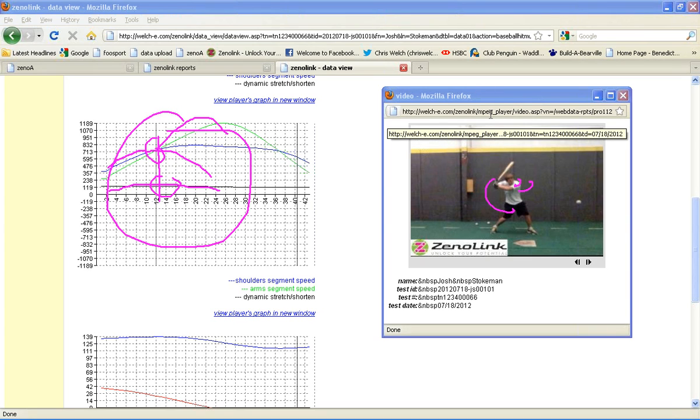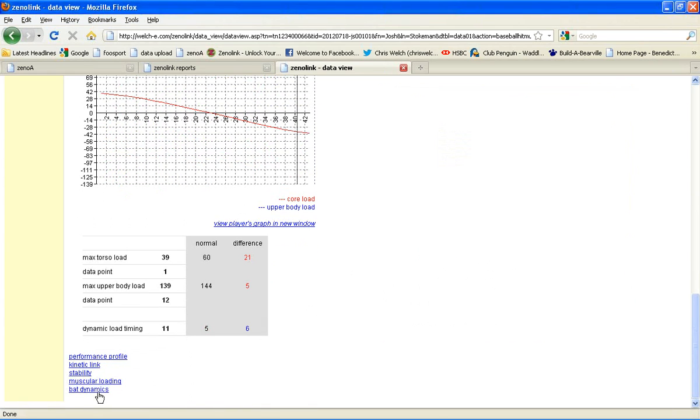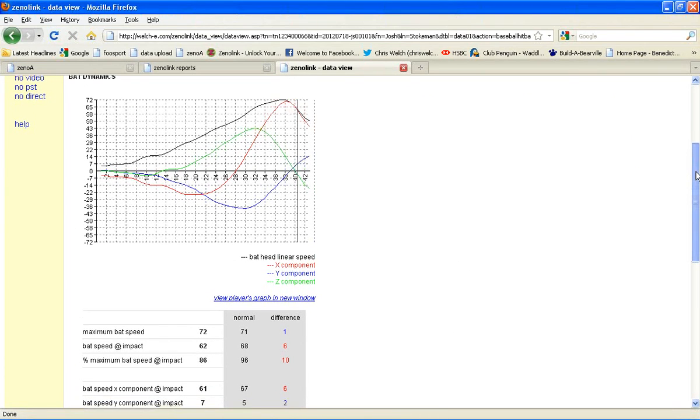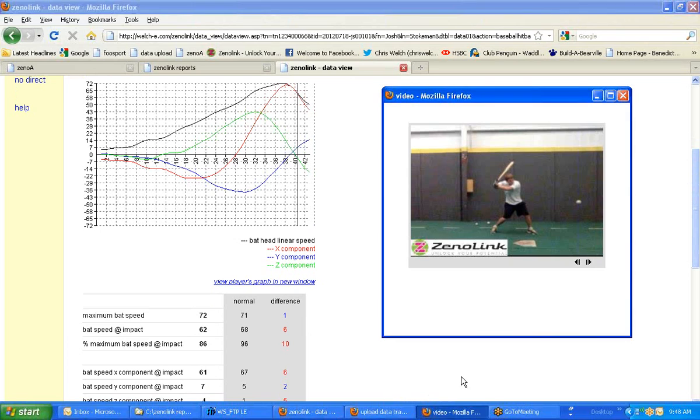As we improve the lower body dynamic and core dynamic, we're going to see that between the lower body and the upper body as well. The last thing that we'll take a look at, bat dynamics, is essentially the delivery of the speed into the impact zone. So we've got speed and we've also got direction.